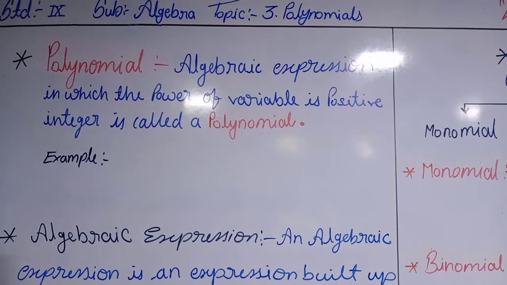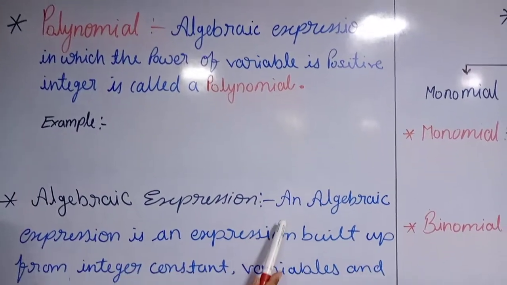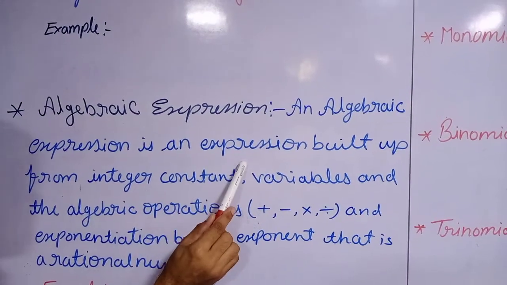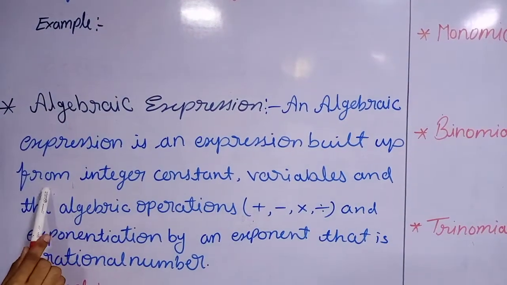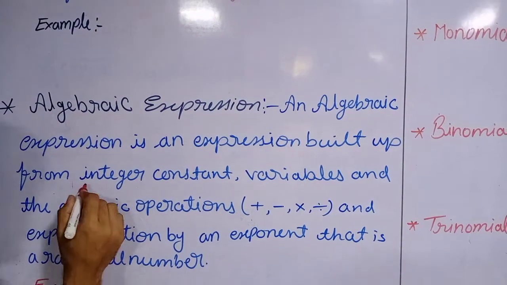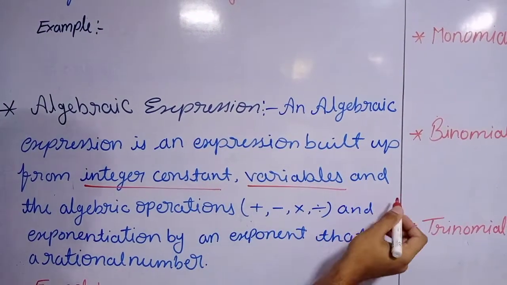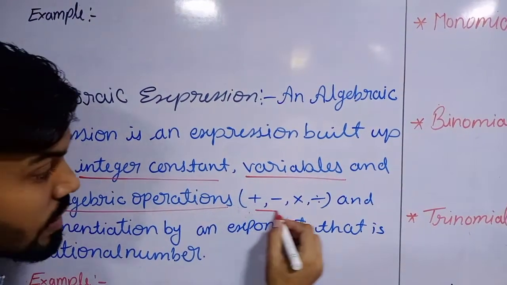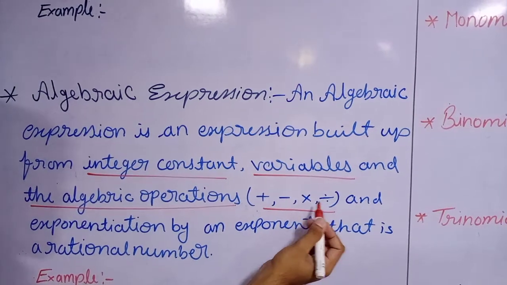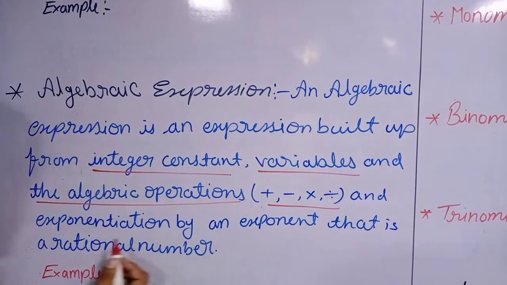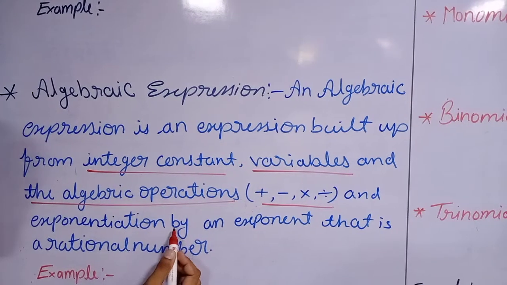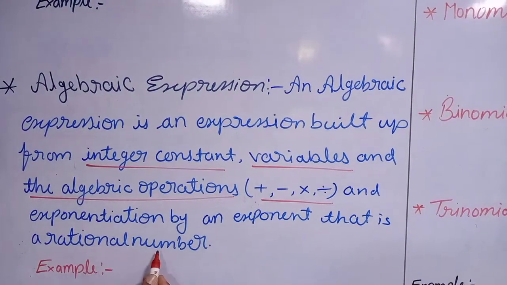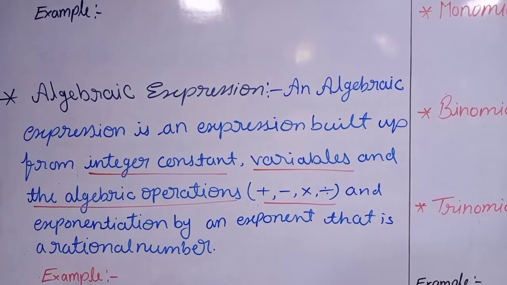What is an algebraic expression? An algebraic expression is an expression built up from integer constants, variables and the algebraic operations. There is nothing else. That is addition, subtraction, multiplication and division, and exponentiation by an exponent that is a rational number. So that is called the algebraic expression.